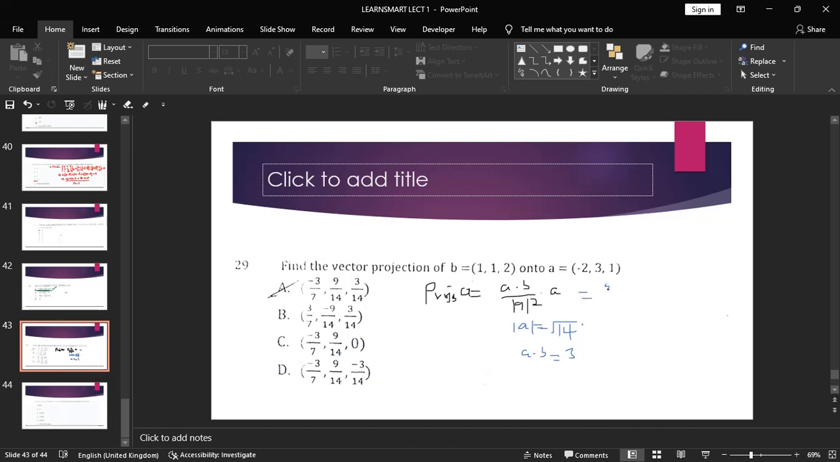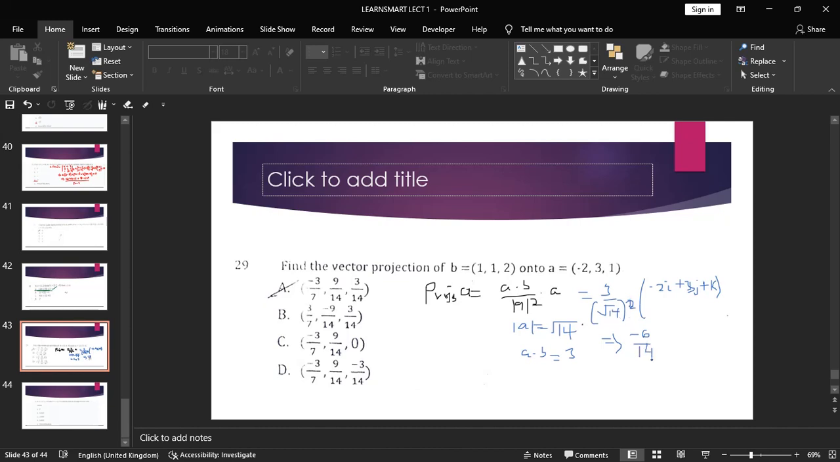We have 3 divided by root 14, all squared, then squared. And then we have A. So A is minus 2i, plus 3j, and then plus k. Okay, so let's simplify this. Just multiplying this throughout, we have minus 6, and this will give us 14.